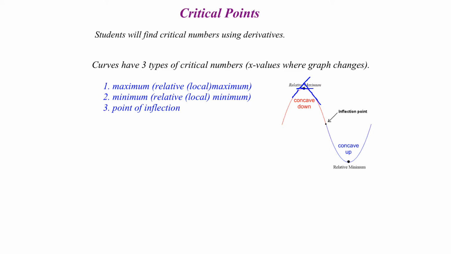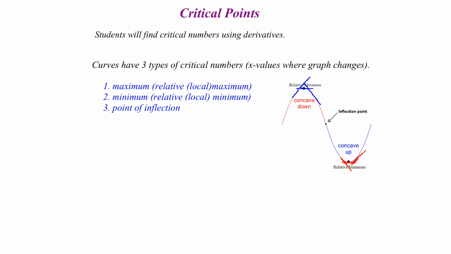The relative min, or the local min, same idea: before the relative min, the slope is negative. At it, it will be 0, and then to the right of it, it's going to increase to positive. So that's your relative minimum.